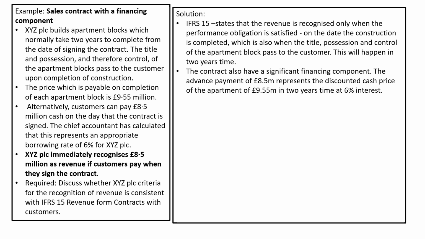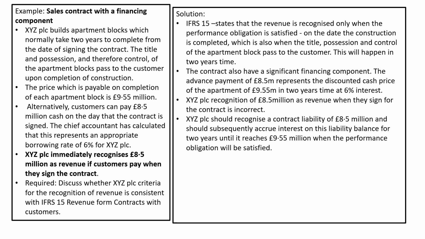The contract also has a significant financing component. The advance payment of 8.5 million represents the discounted cash price of the apartment of 9.55 million in 2 years' time at 6% interest. Therefore, XYZ PLC's recognition of 8.5 million as revenue now, when they signed the contract, is incorrect.